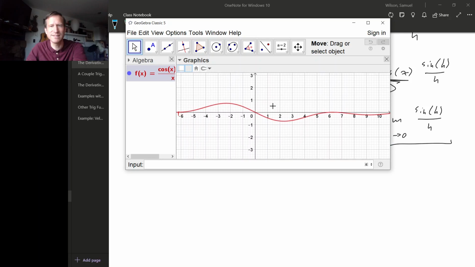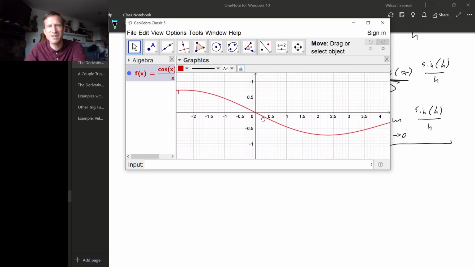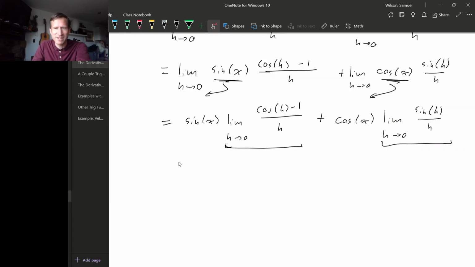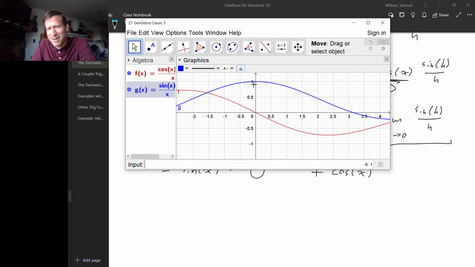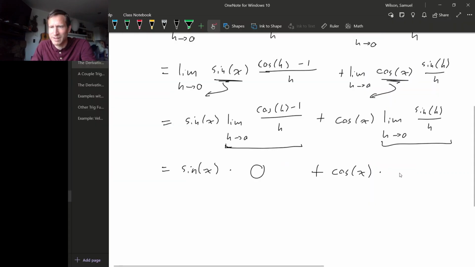Okay, looks like this. And you can see if we zoom in near 0 here, it looks like this function is going to 0. So that means that this limit is 0, we think. In fact it is, but we haven't really proved it. I'll prove it in a different video. And then over here, multiplying cosine x is the limit of sine of h over h. So let's graph sine of x over x. And it looks like the limit there is 1. So we think that this one is 1. And in fact it is, but again, I'll prove it later.